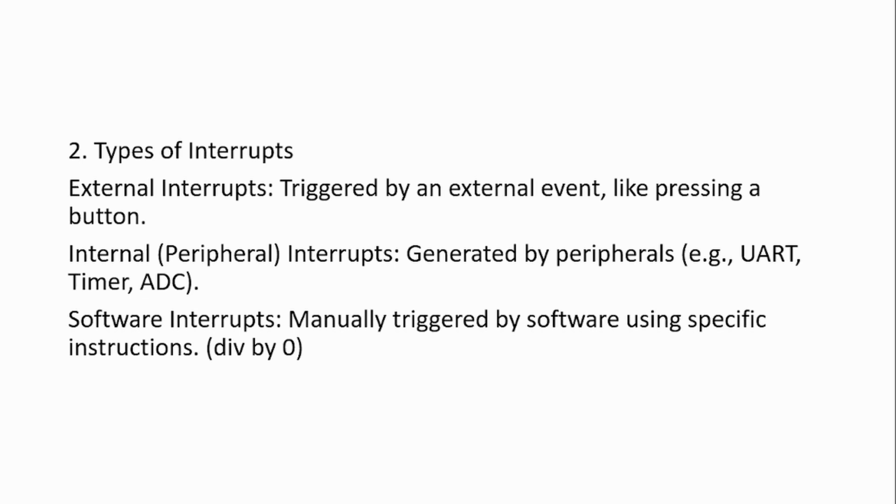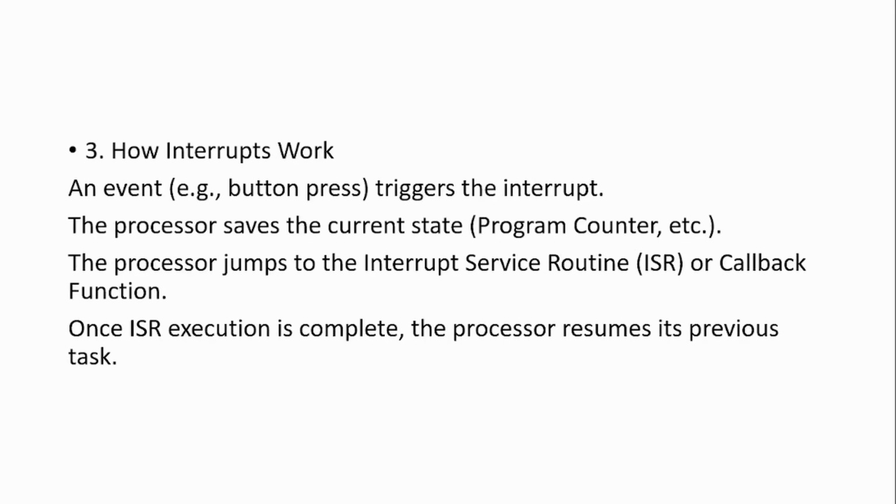So remember these three types of interrupt: external, internal, and software. Now, how does an interrupt work? Basically, first an event triggers. In today's case, it's a button press. The processor saves the current state. Here the program counter is mentioned. We will not go into much detail, but ideally the program counter is a register. The processor has the next instruction address stored in the program counter.